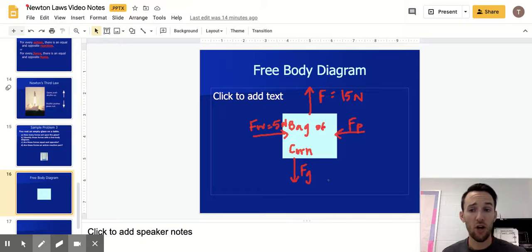Hopefully this was a quick overview that gave you just an idea of some of the vocabulary that we'll be using. Each day, once we start this unit, we'll be going over a new law, Newton's law of motion, right, until we get through all 3 of them.